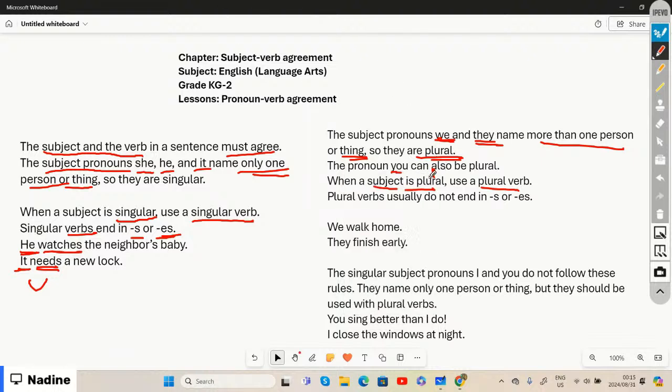All right. So now if we look at an example, remember when our subject is, let's say, singular. Plural verbs usually do not end in S or ES. That is the plural verbs.